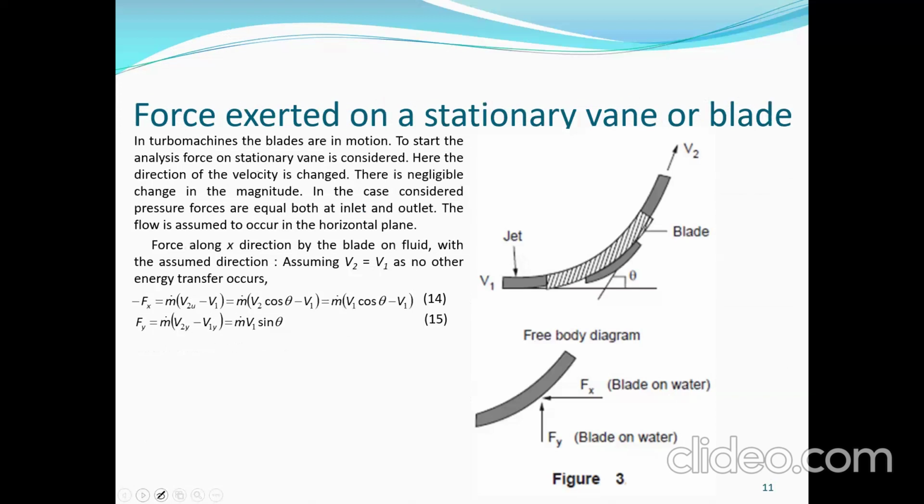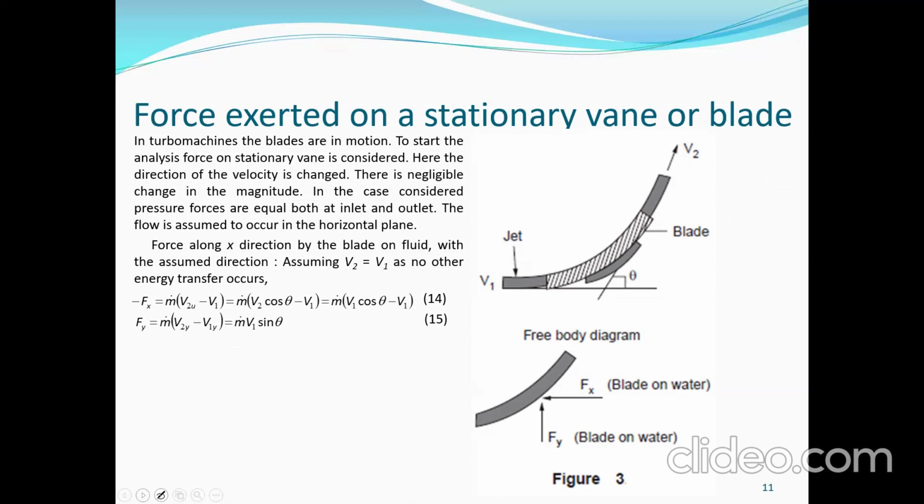Now, force exerted on a stationary vane or blade. Stationary, di pa gumagalaw. In turbo machines, the blades are in motion. To start, the analysis on a stationary vane is considered. Here, the direction of the velocity is changed. There is negligible change in the magnitude. So in this case, considered pressure forces equal both at inlet and outlet kasi wala siyang enclosure. The flow is assumed to occur in horizontal plane.